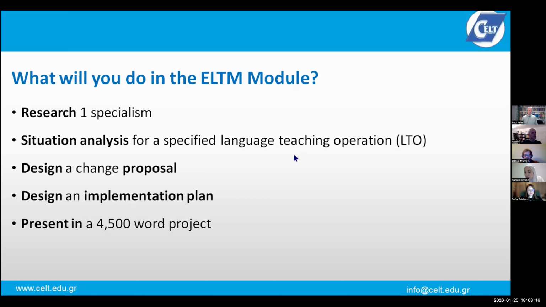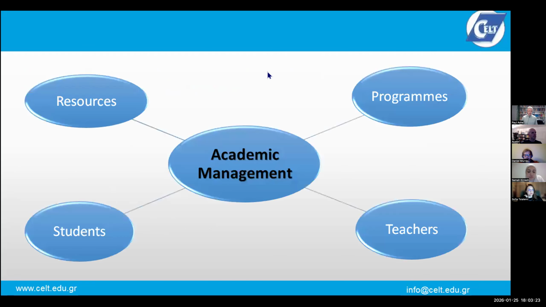So we mentioned the specialism. There are different specialisms you could focus on. One of them is academic management. These are some of the areas you might focus on. Be careful when we are talking about teachers, that wouldn't include the recruitment of teachers. What area might recruitment come under?